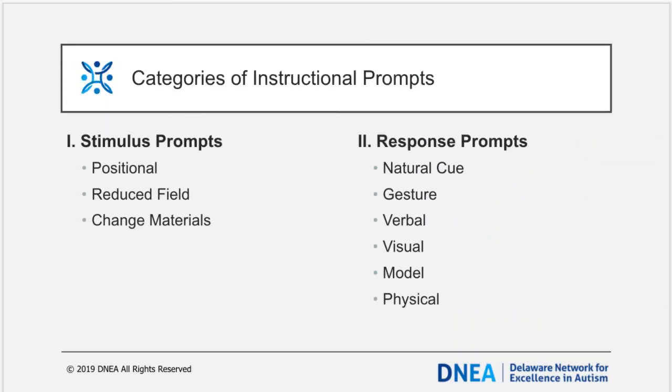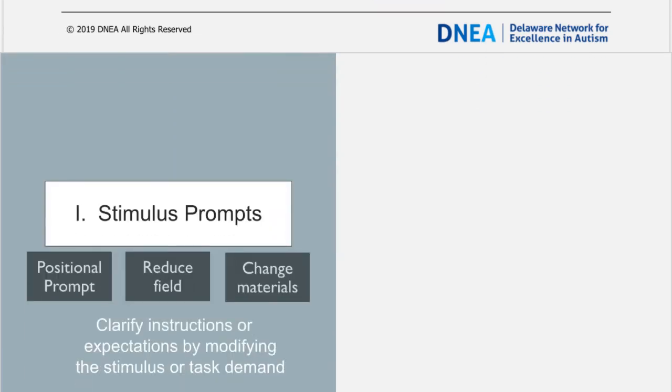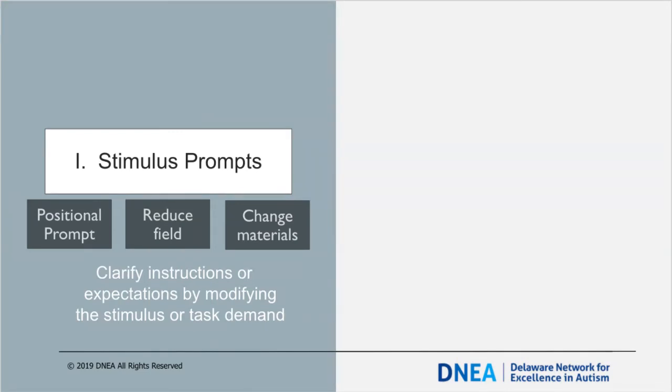There are two different types of instructional prompts. They are stimulus and response prompts. We are going to talk about each of these categories and the accompanying type of prompts associated with each category. Stimulus prompts are when we make some changes to the materials that are part of the skill being taught. There are generally three types of stimulus prompts: positional prompt, a reduction in the field, and a change in materials.